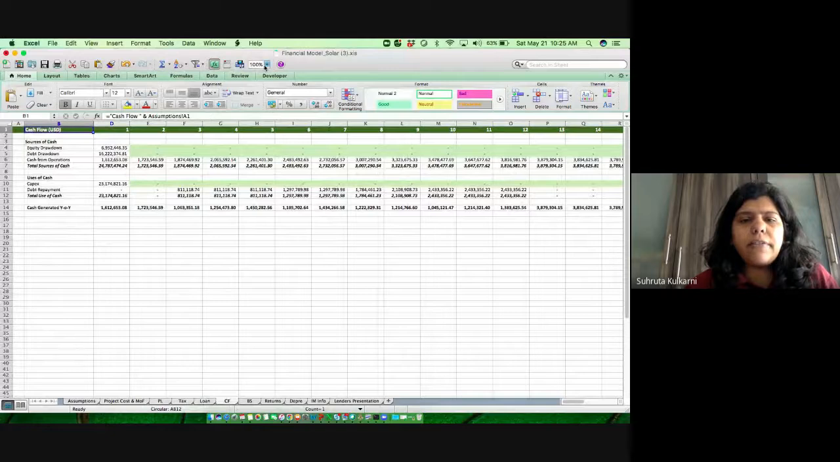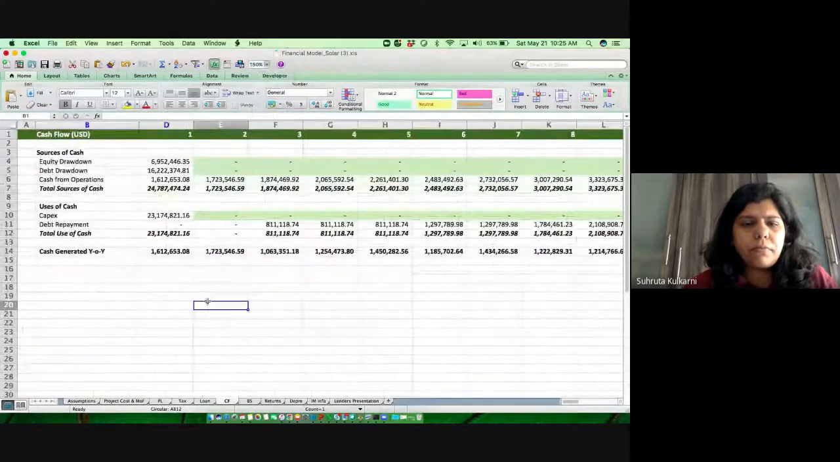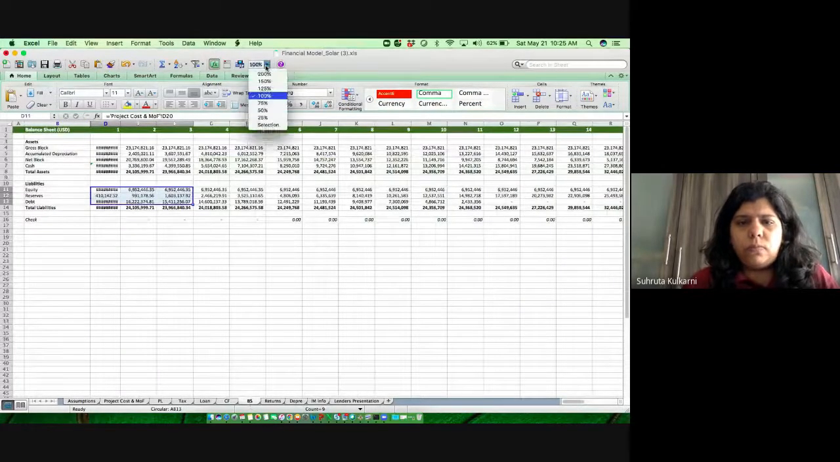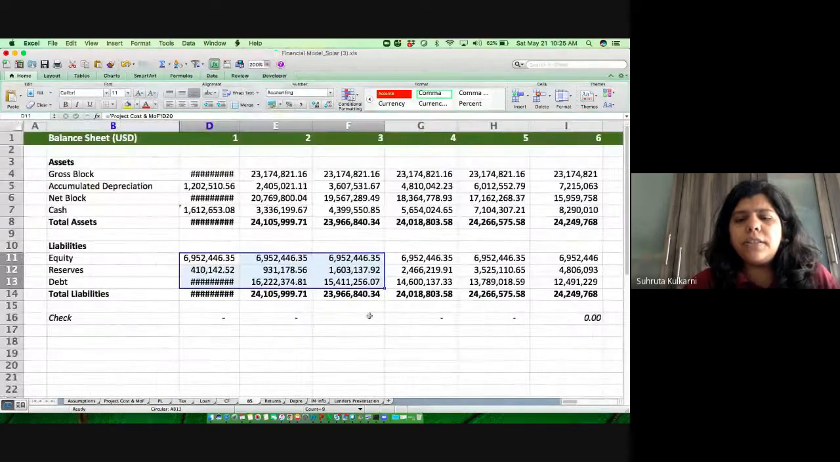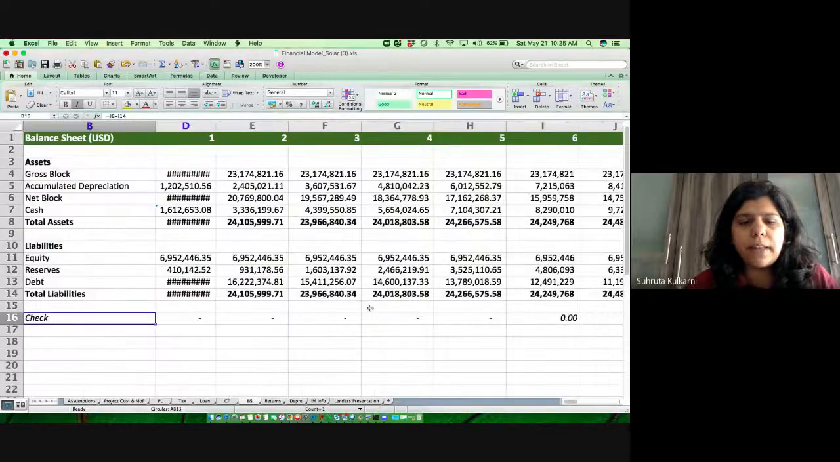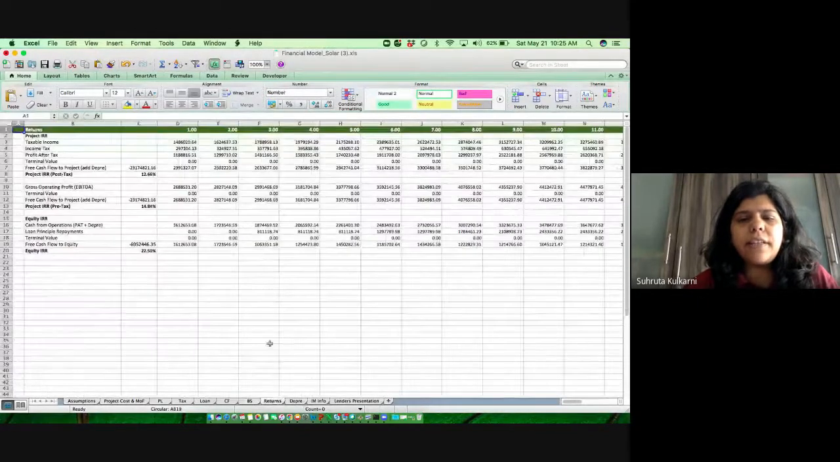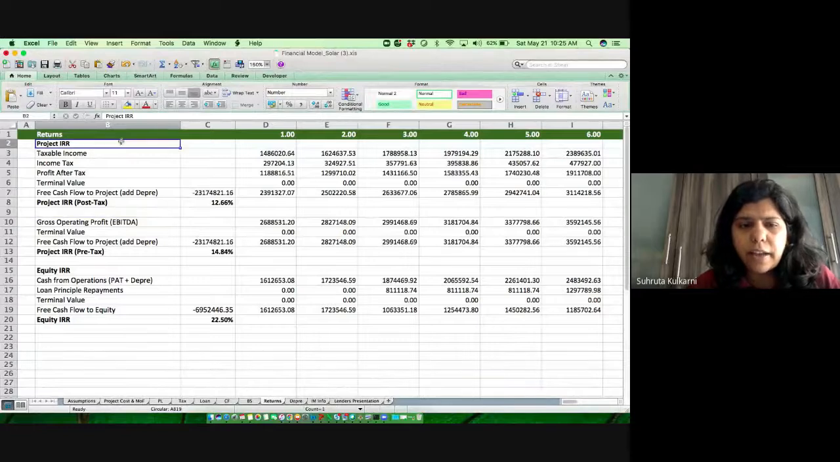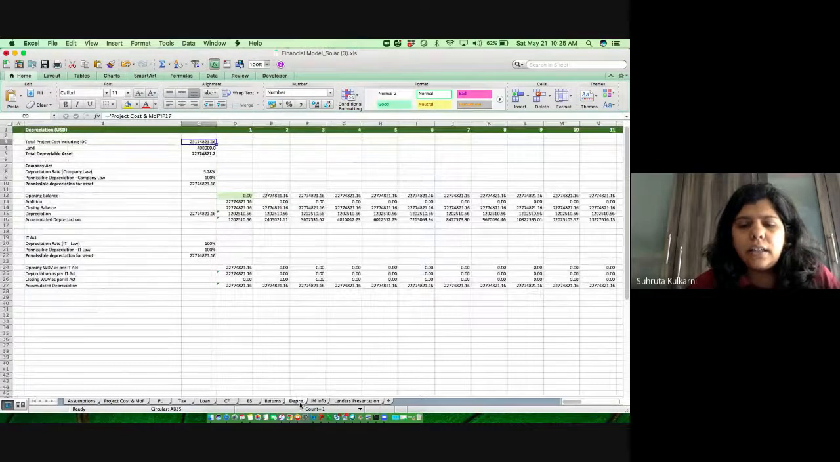And then we have our cash flow statement, where we look at the sources of cash and uses of cash. We have the balance sheet, where we have some ultimate checks, whether the balance sheet is balancing or not balancing. Then we have the return sheet. So returns, again, we need to calculate for your equity investors, this is what we have over here. Depreciation, I will talk about that in a moment.